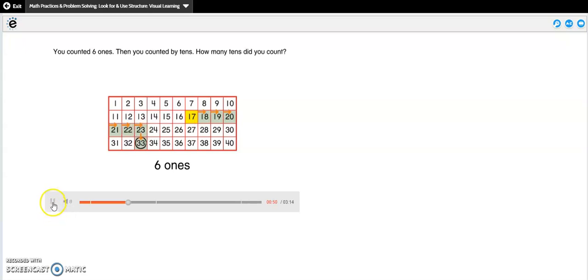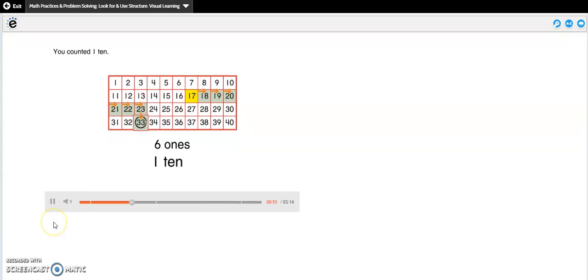How many tens did you count? Okay, so when you're moving along the columns and you're moving down the column, that's counting by tens. So how many arrows did they go down the column? Only 1. So it looks like they counted only 1 ten. You counted 1 ten.